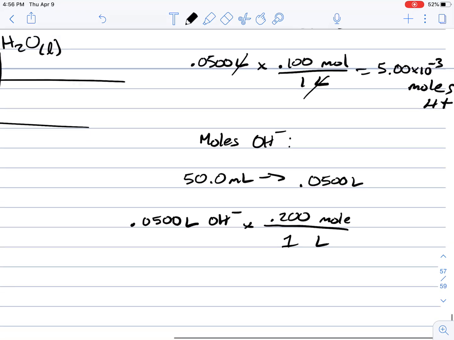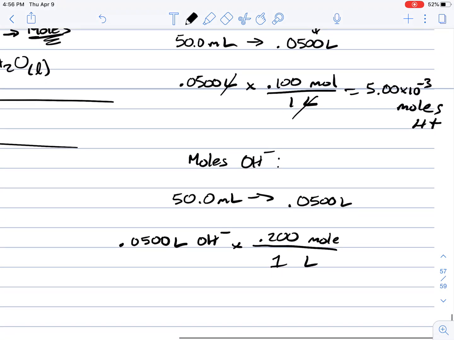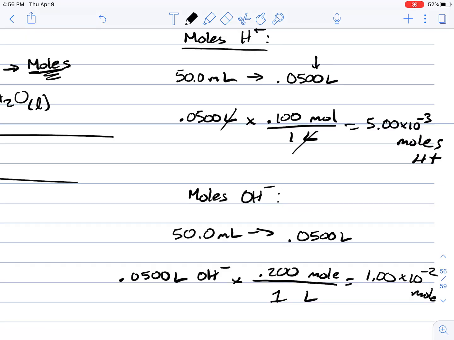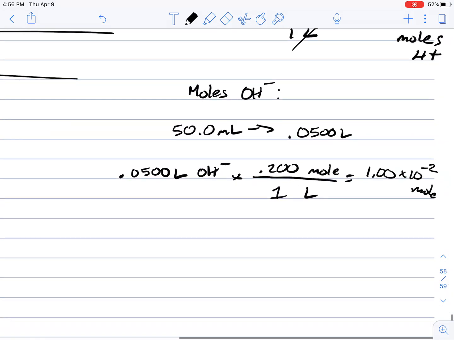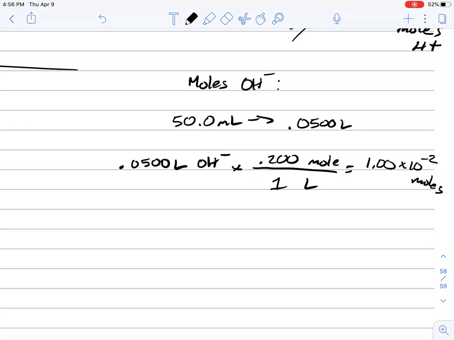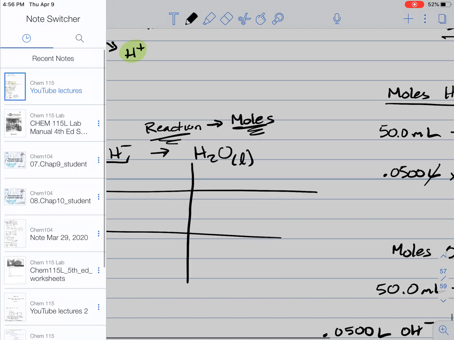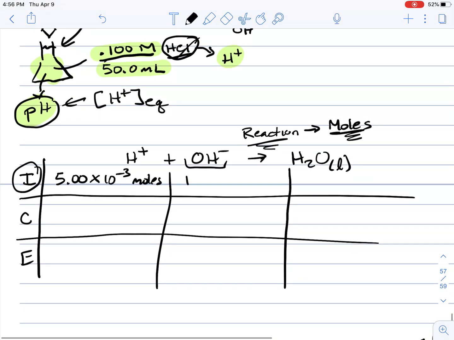And so when we multiply both of them, 0.05 times 0.2, that's going to get us 1.0 times 10 to the negative 2 moles of hydroxide. Then we're going to take that value and place it here. So we have 1.00 times 10 to the negative 2 moles.